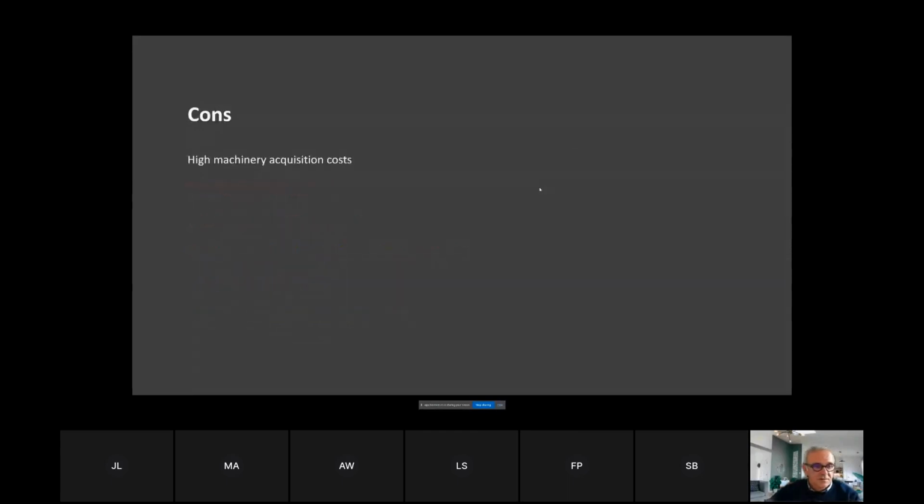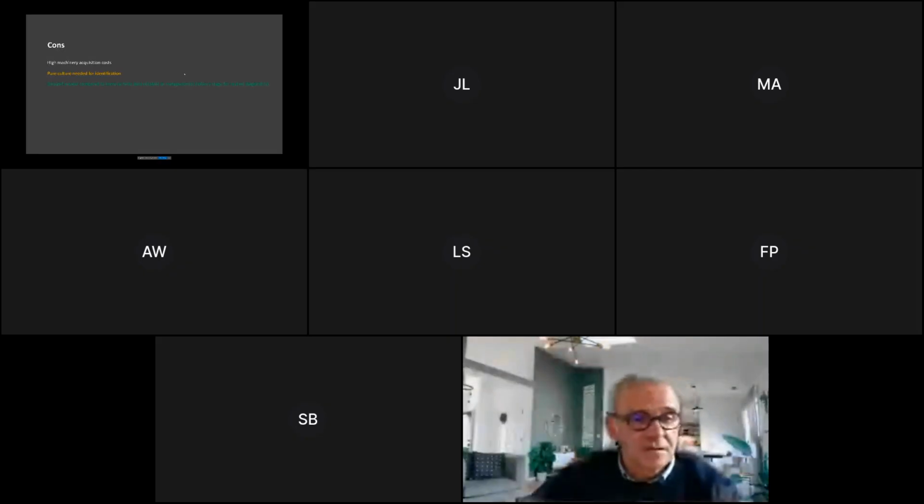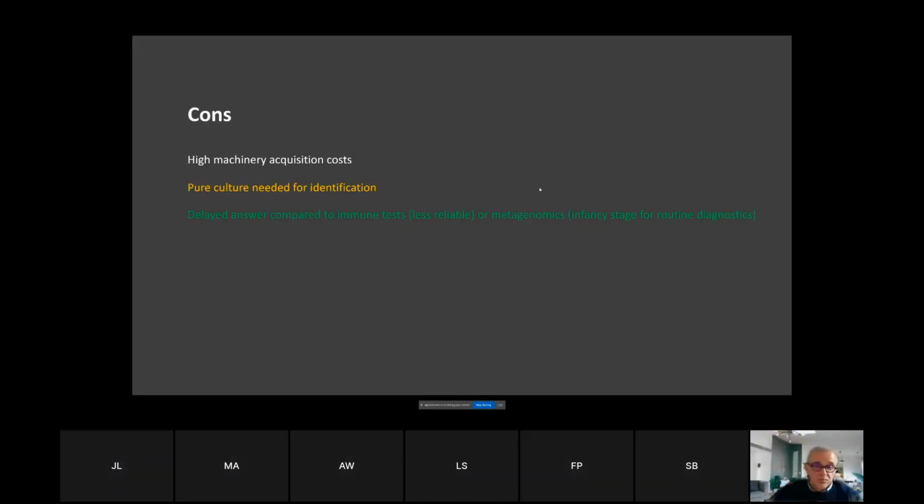So the cons about this system are that it is very expensive to buy the machine. You need a pure culture because a mixed culture could work to some extent, but not when you have more than 1 or 2 or 3 organisms involved. So it takes time to do the pure culture, and it's not always easy in clinical settings to get that, and time is really important. So it's a delayed answer compared to immune tests, which are less reliable, and sometimes depends.